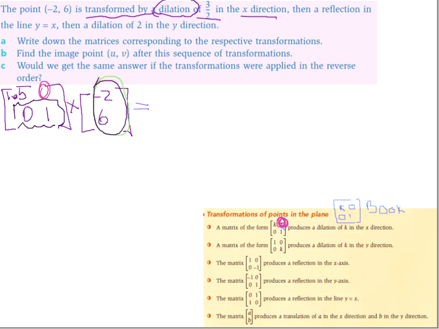Okay, so 1.5 times negative 2 gives you negative 3. And the next line is 6. Okay, that's good. Right, so now what happened to the x coordinate: it was negative 2, then it's multiplied by 3/2, it becomes negative 3. Okay, very good. Right, so next step, we have this point negative 3, 6.